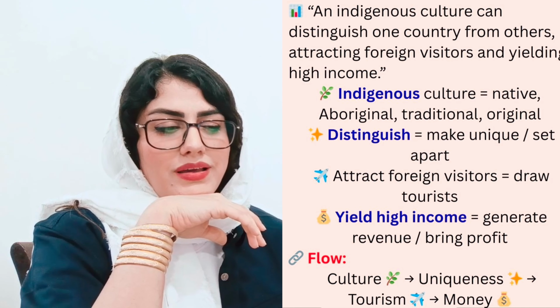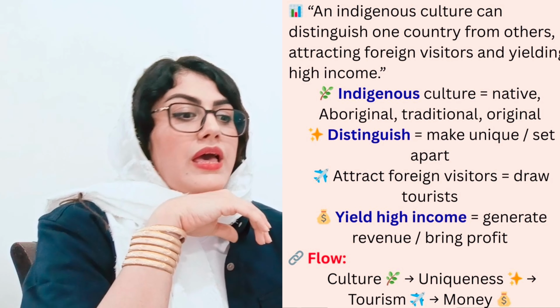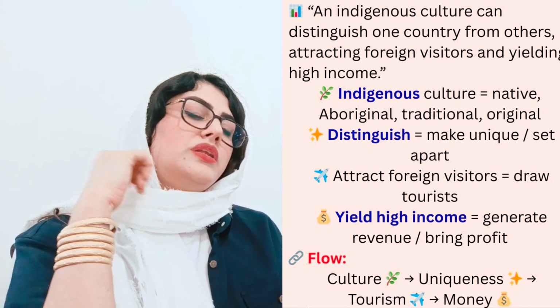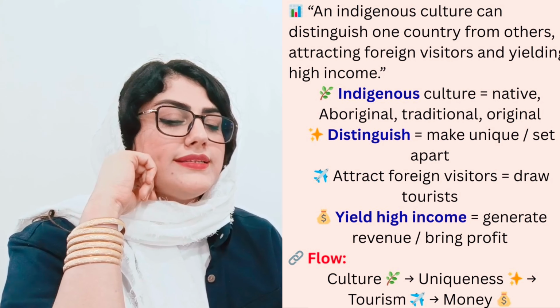Yield high income. It's formal, yielding high income. And for bringing or generating money, you can use it. Perfect for IELTS essays. And concerning the structure of that sentence, this sentence is beautifully logical.